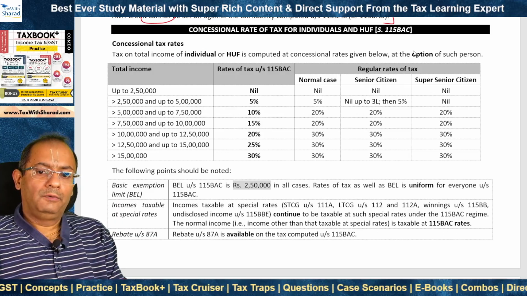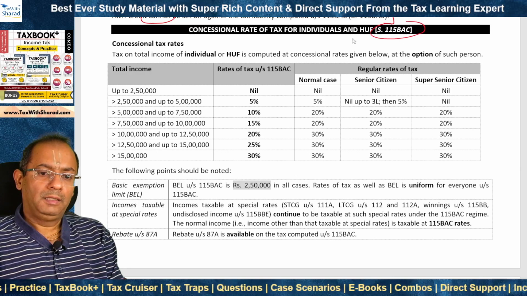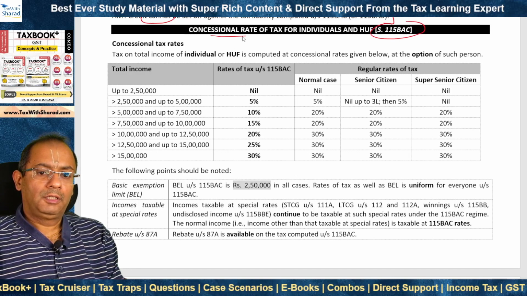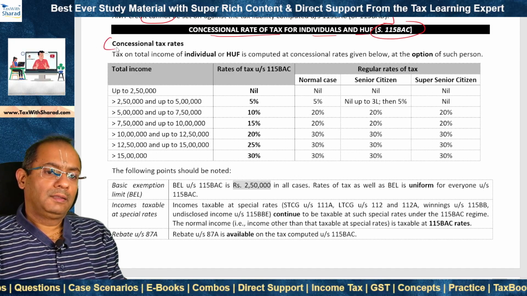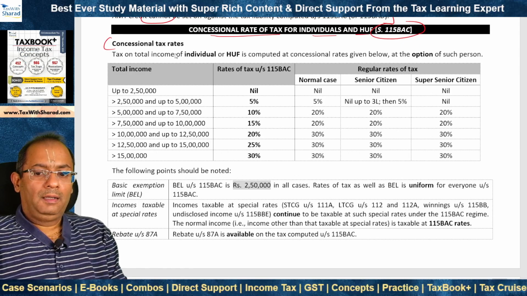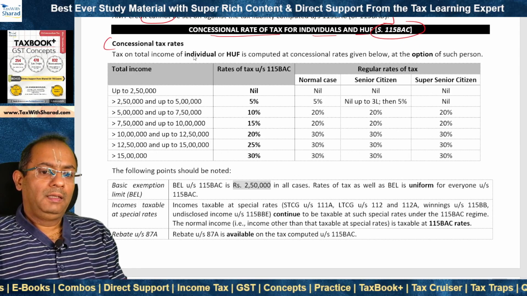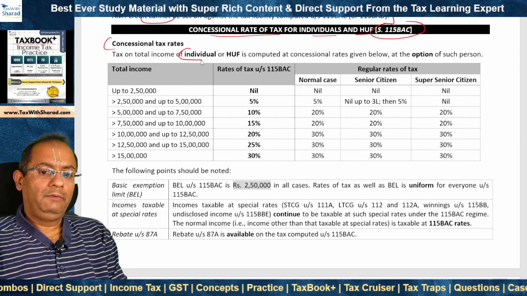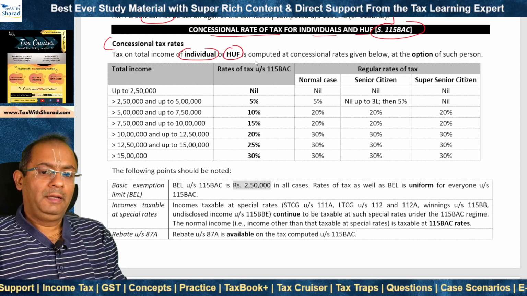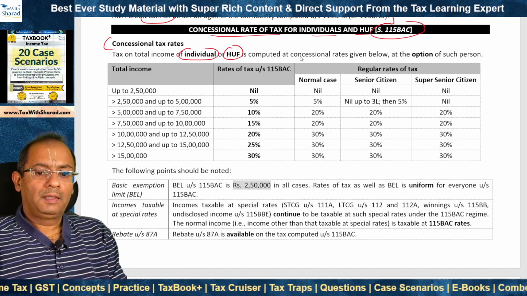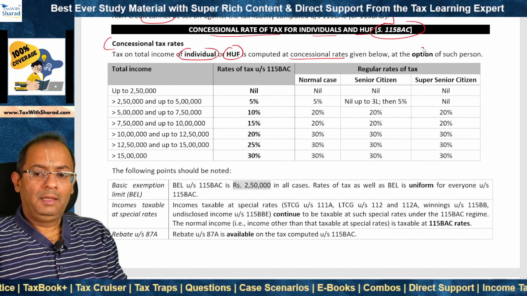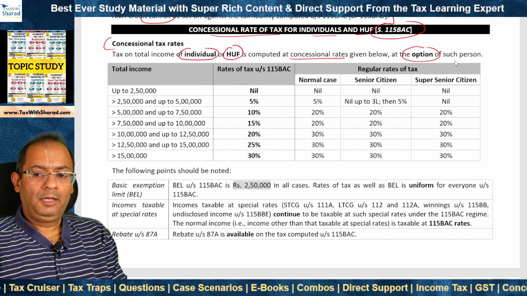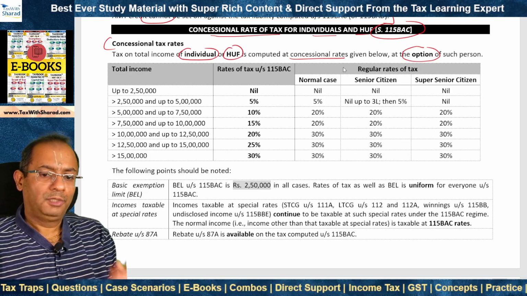We will now cover the provisions of section 115BAC, which provide for a concessional rate of tax for individuals and HUF. Concessional tax rates. Under this provision 115BAC, the tax on total income of individual or HUF is computed at concessional rates given below, as you can see, at the option of such person. So 115BAC is not compulsory, it is optional.